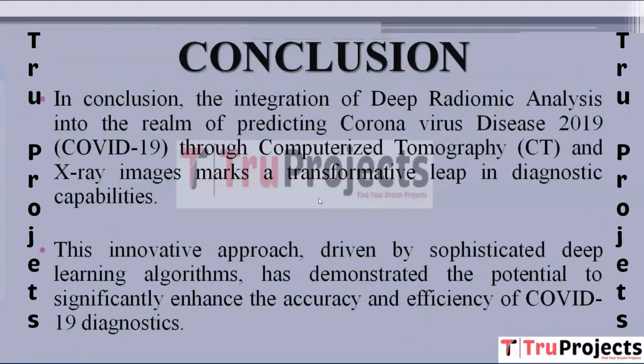In summary, the incorporation of deep radiomic analysis and forecasting of coronavirus disease 2019, COVID-19, using computerized tomography, that is CT, and X-ray images represents a groundbreaking advancement in diagnostic capability. Powered by advanced deep learning algorithms, this inventive methodology has proven its ability to notably improve the precision and effectiveness of COVID-19 diagnostics. So here we have completed our project.